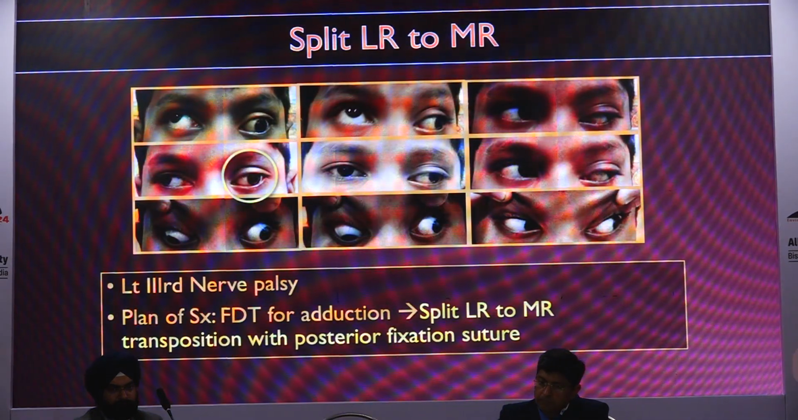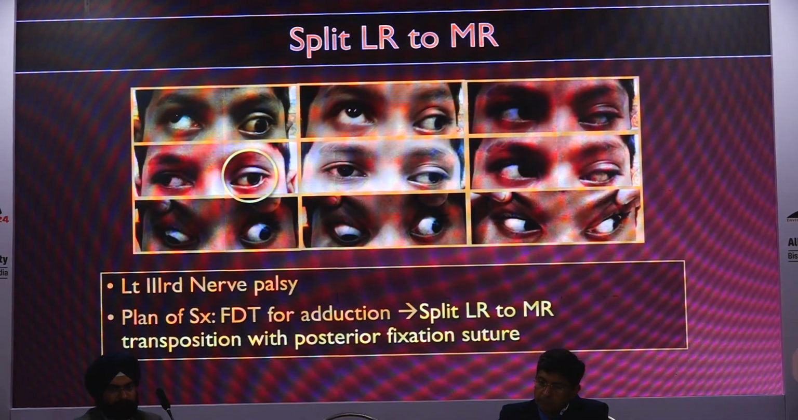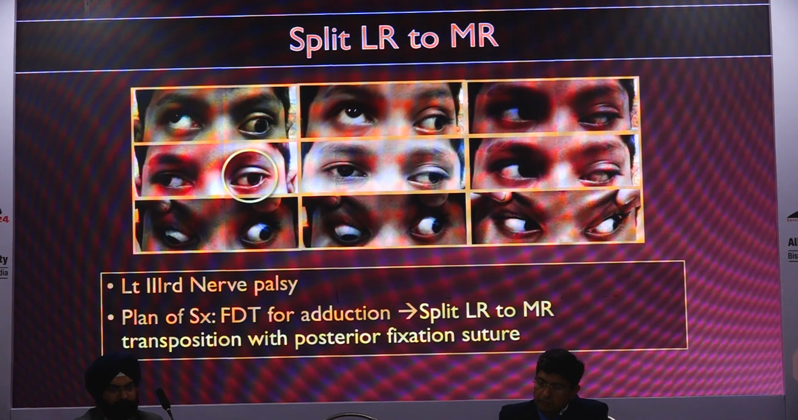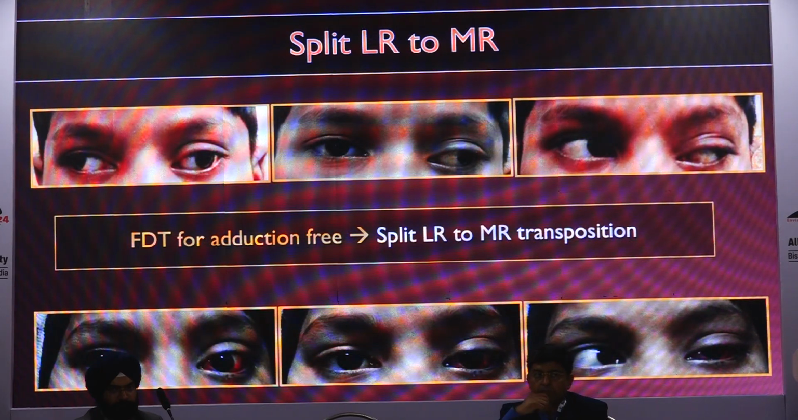So here is a case of left eye congenital third nerve palsy with a free lateral rectus, where the FDT for adduction is free. In this case, we can perform a split lateral rectus to medial rectus transposition with a posterior fixation suture, and we can achieve a satisfactory outcome.